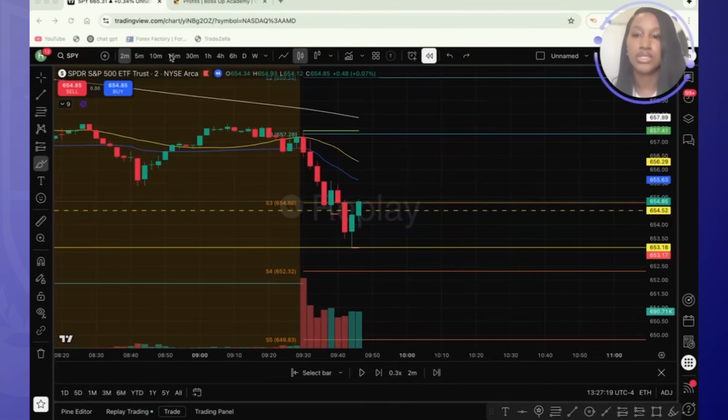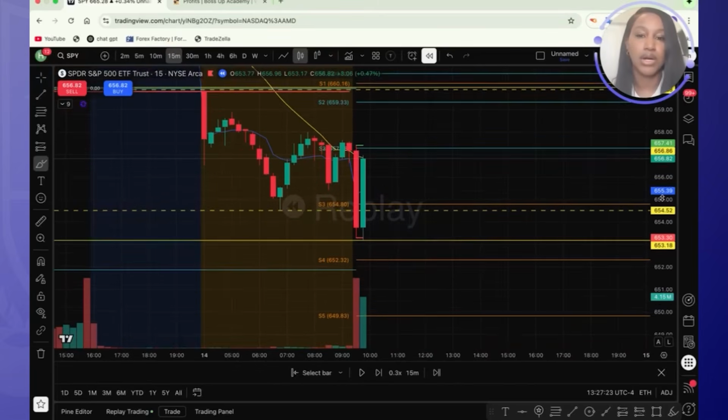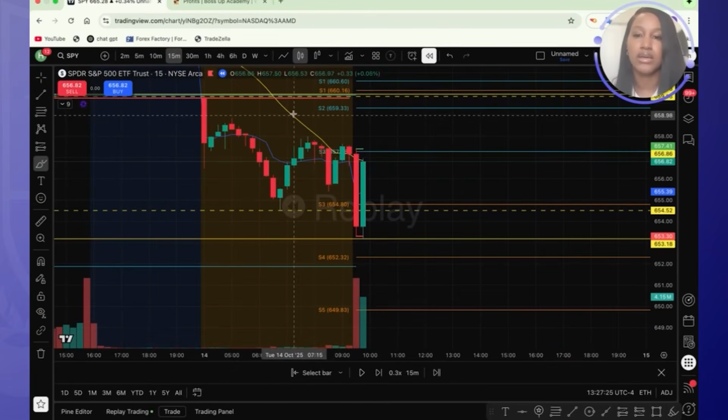Okay, so I want you to see here that my pre-market levels are in this orange area here, and my pre-market high is designated by these dotted yellow lines, and my pre-market low is also these dotted lines here.